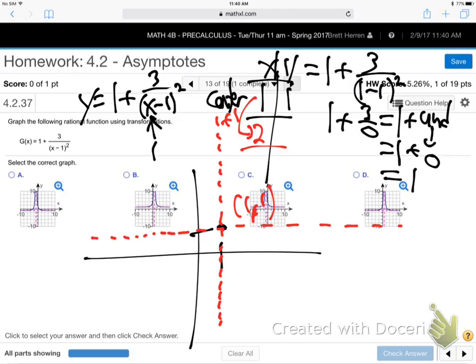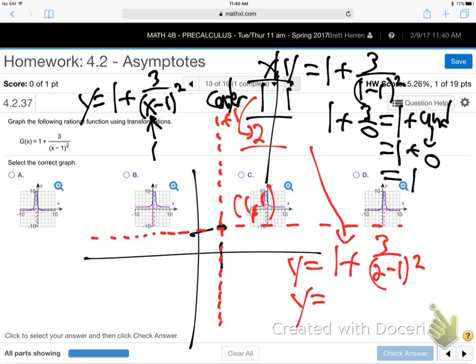Get a 2. Plug it in. I don't know what you get. Bring it over here. I'm out of room. What? y equals 1 plus 3 over 2 minus 1 squared. y equals 1 plus 3 over 1, 4? Yeah, 4. Over 2, up 4. 1, 2, 3, 4. Over 2, up 4, right up there. Over 2, up 4. All right, so there's the center point.